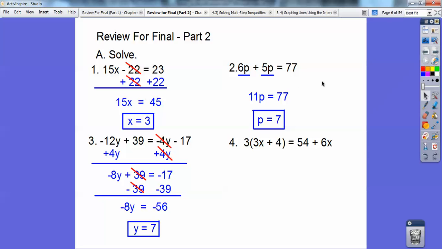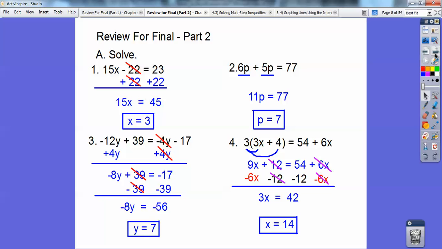Here I'm going to distribute the 3 through: 3 times 3x, and then 3 times 4. Then I'm going to subtract the 6x and subtract 12 from both sides. You can see my red 6x going on both sides and the black 12 going on both sides, and you get x equals 14. Here's a couple more.